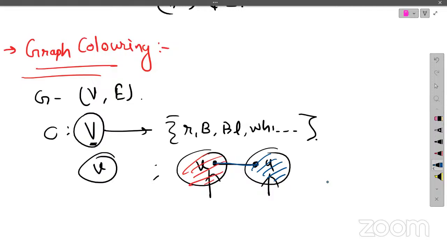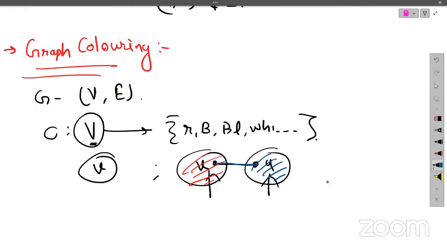Now, what is a trivial coloring? A trivial coloring is when you have 5 different vertices and you just give every vertex a different color. Then obviously it will satisfy the restriction, because every vertex has a different color. It doesn't matter whether two vertices are related or not, they always have different colors. So there always exists a trivial coloring for any graph.